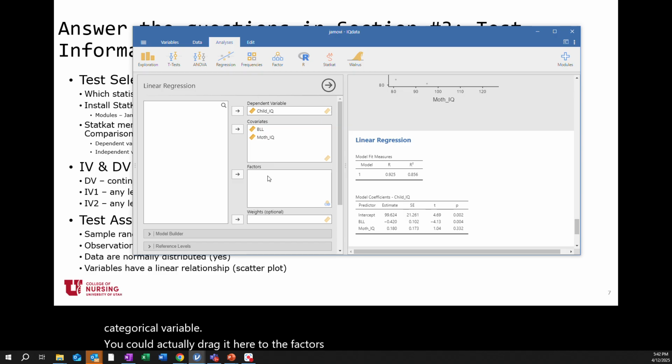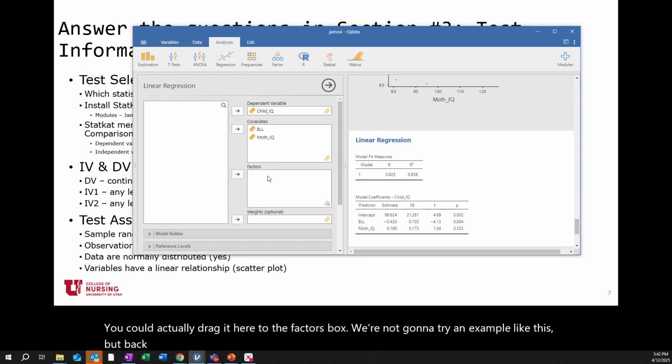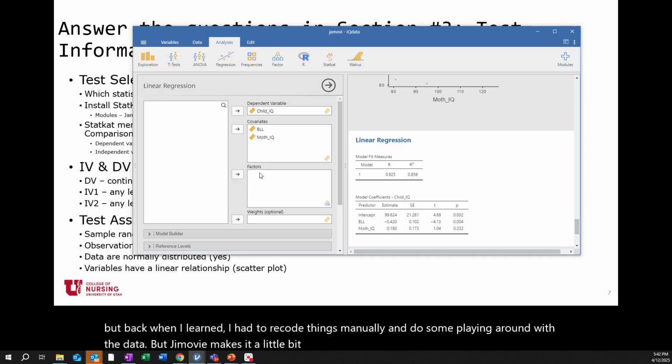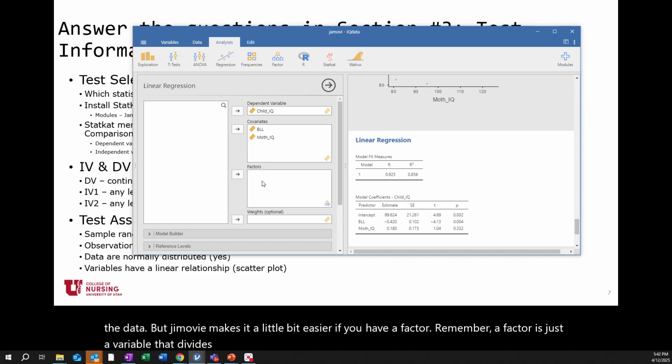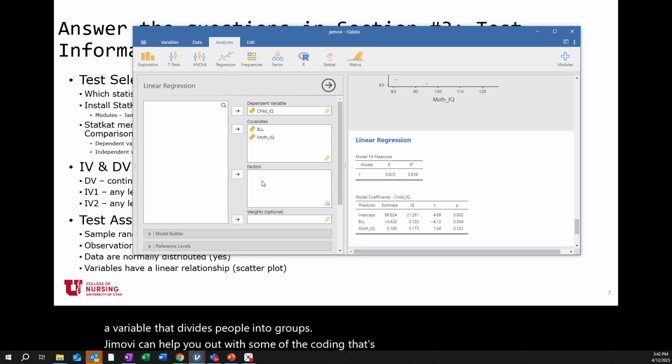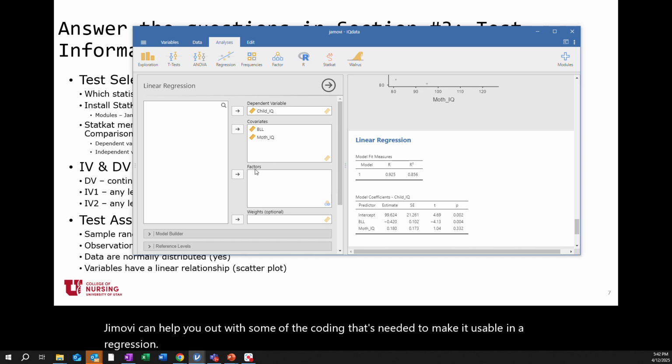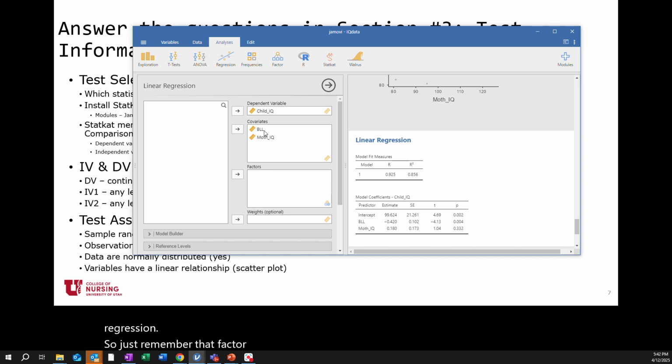We're not going to try an example like this, but back when I learned, I had to recode things manually and do some playing around with the data, but Jamovi makes it a little bit easier if you have a factor. And remember, a factor is just a variable that divides people into groups. Jamovi can help you out with some of the coding that's needed to make it usable in a regression. So just remember that factor is a categorical variable, but we're using all continuous right now.